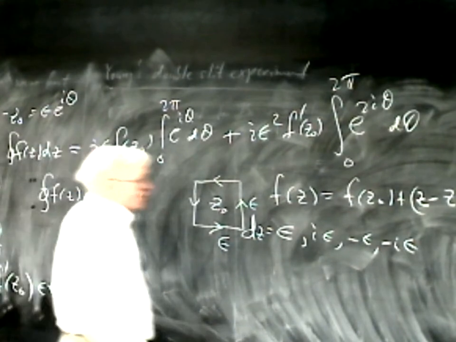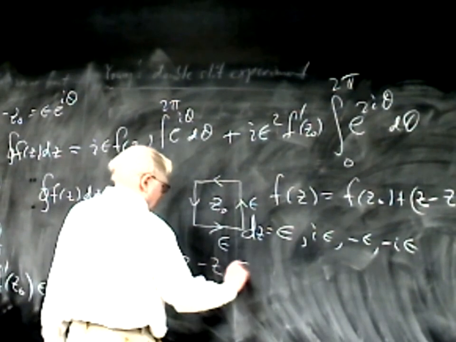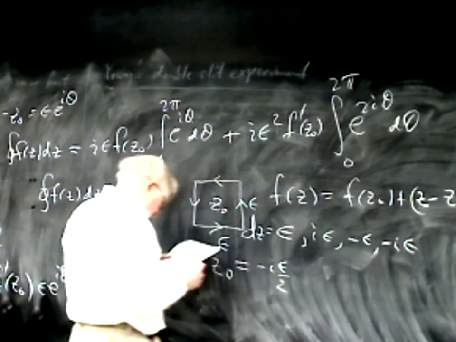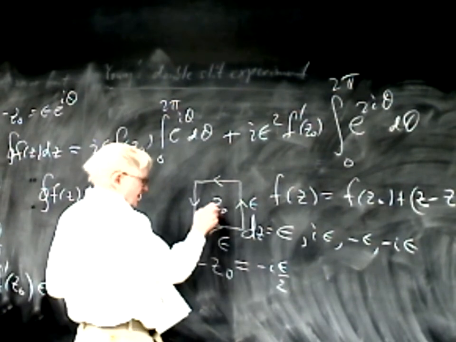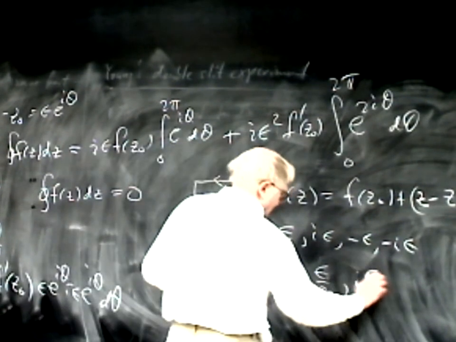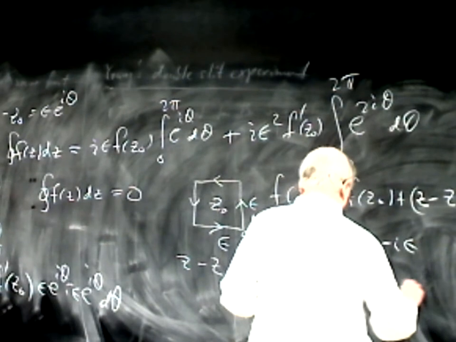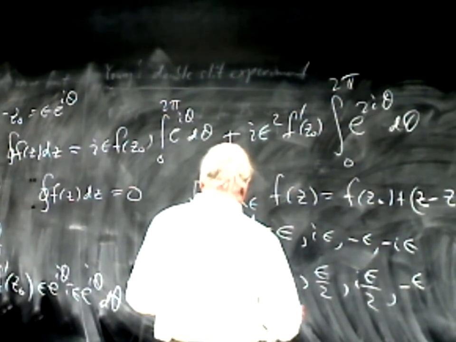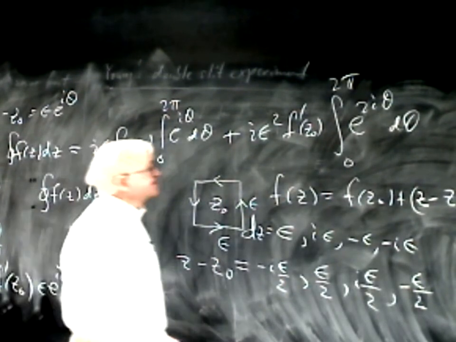And moreover, we want to know what z minus z0 is in each of these cases. Well, z minus z0 in each of these cases is, in the first case, minus i epsilon over 2. I hope that's what I have in my notes. Yes. So next time, it's this here, with this distance there. So that would be epsilon over 2. The next one is this one, so it's i epsilon over 2. And then the last one is just the opposite of that one. And so it's minus epsilon over 2. All right, so those are all our values for z minus z0.